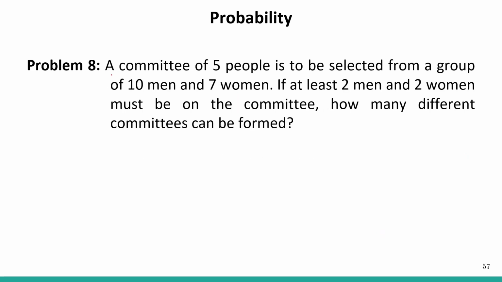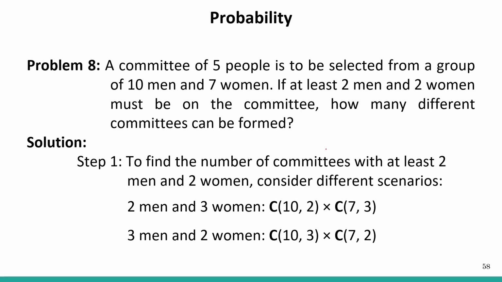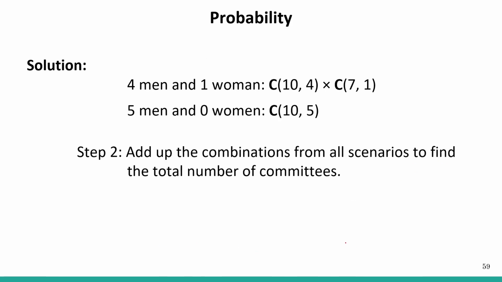Let's see problem number 8. A committee of 5 people is to be selected from a group of 10 men and 7 women. If at least 2 men and 2 women must be on the committee, how many different committees can be formed? To find this, consider the different scenarios. 2 men and 3 women: C10 2 times C7 3. 3 men and 2 women: C10 3 times C7 2.